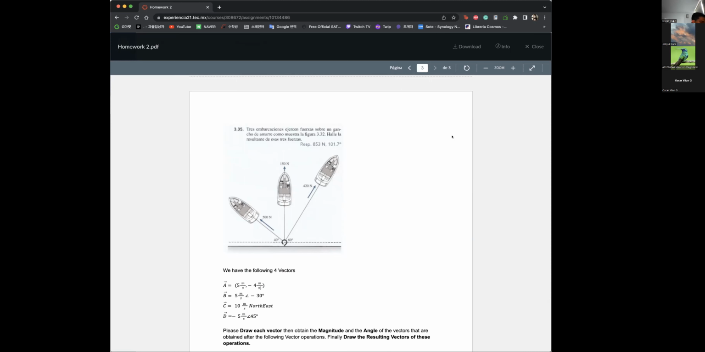Okay, let me show it to you. For number 3, it will be kind of the same. It says, in Spanish, tres embarcaciones ejercen fuerza sobre un gancho. You have to find the resulting force of these forces. Angle or what do I have to find? Both.